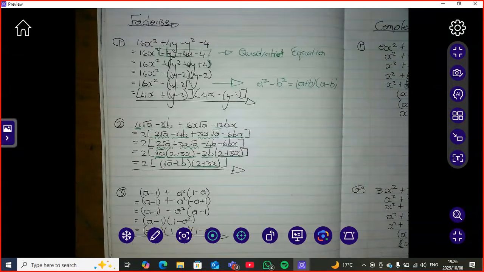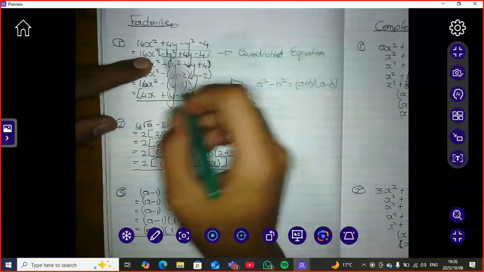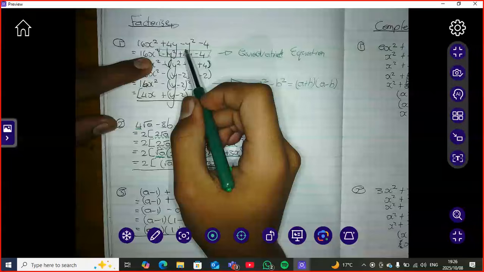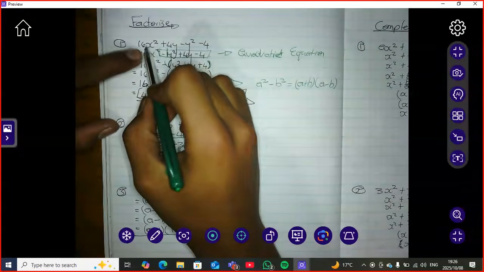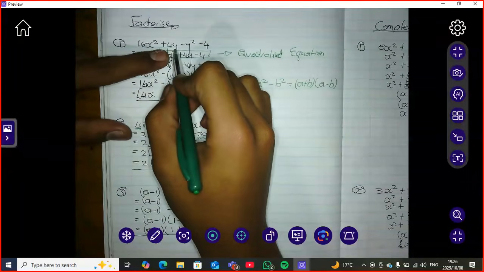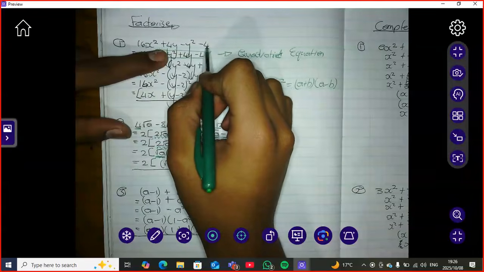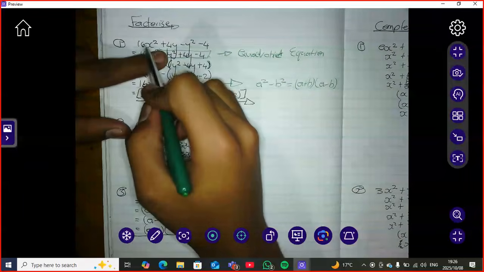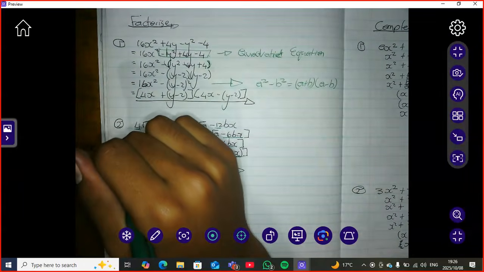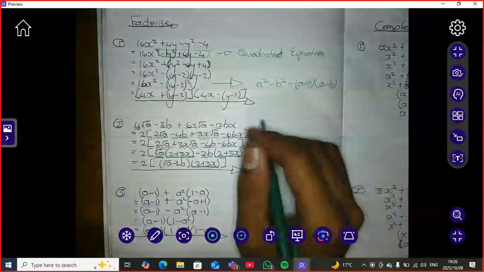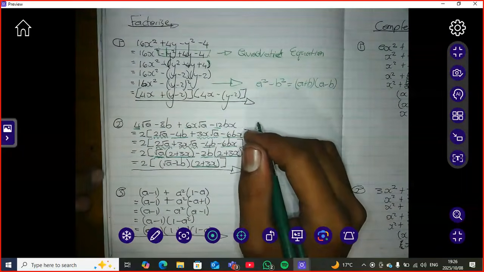Okay, so for number one, we have a 16x squared, and we have a 4y and a minus y squared and a minus 4. This 16x squared, we can do nothing with it. There's nothing we can do with it. It can't do anything for us.